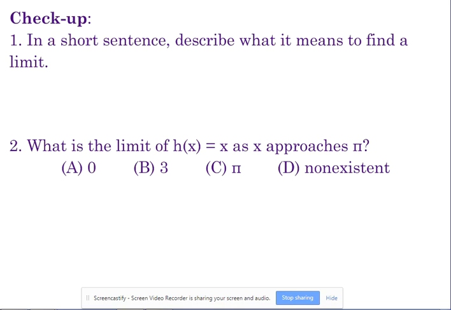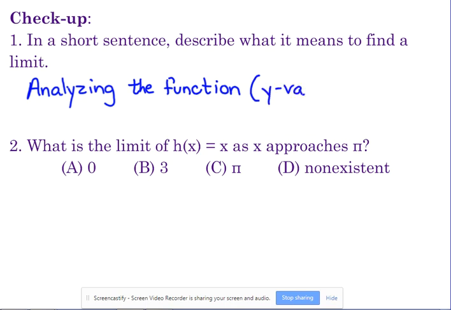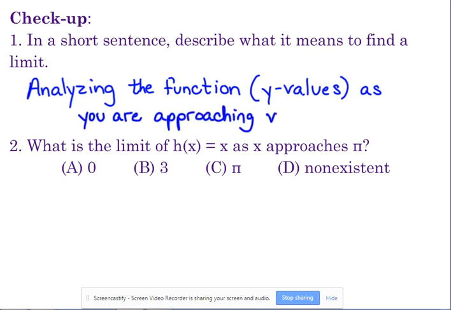In my words, what it means to find a limit is you are analyzing what the function is doing, and by the function, I mean you're focusing on the y values as you are approaching various x values. Now that's just in my words, okay?